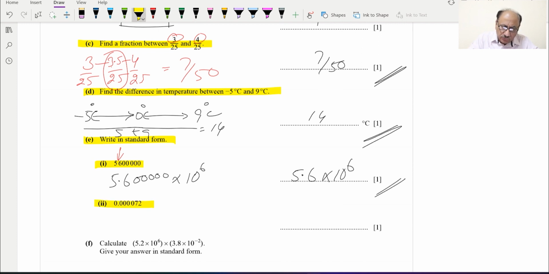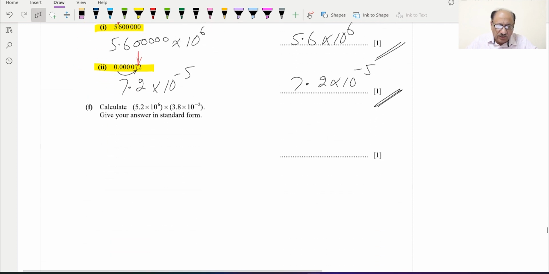And for this also, first non-zero number. So the decimal should be shifted in between 7 and 2, and it will be 7.2. And how many jumps will we take when we shift in between 7 and 2? 2 to 4 and 5. So 10 raised to the power -5. So we can write 7.2 into 10 raised to the power -5. This will also be a 1 mark question.